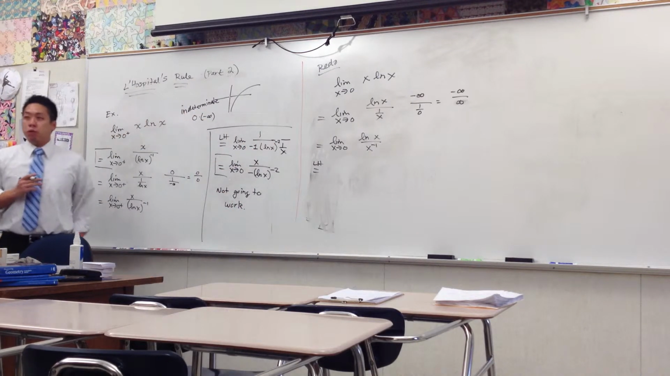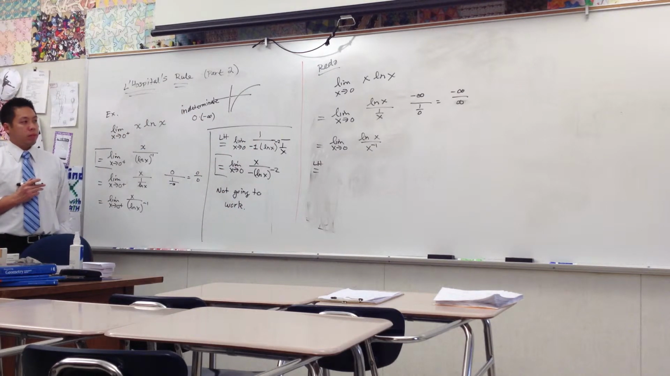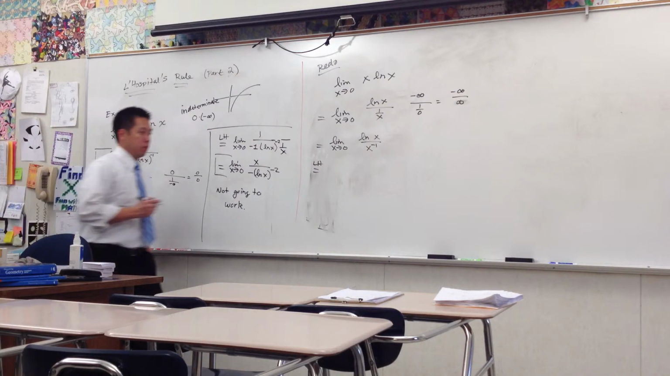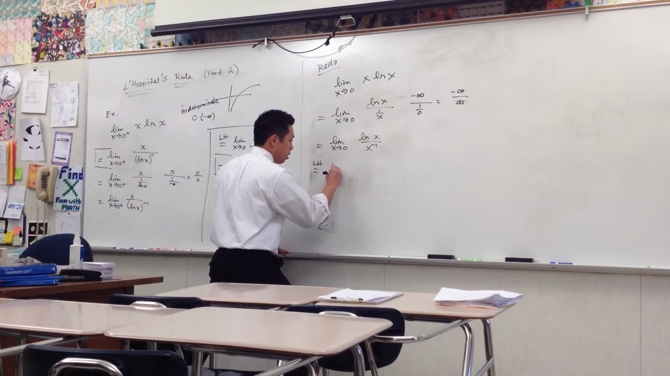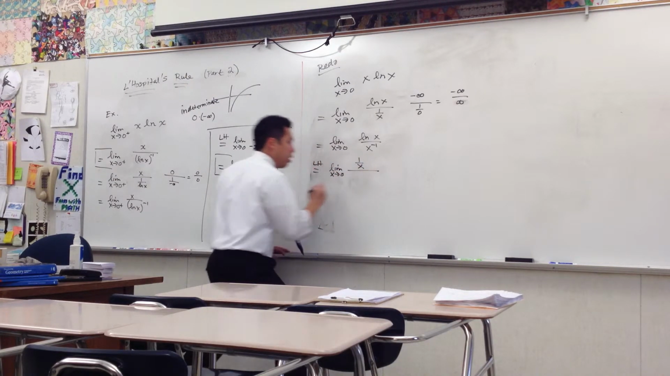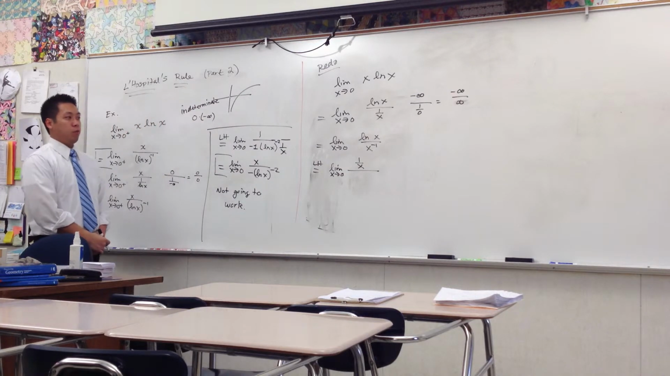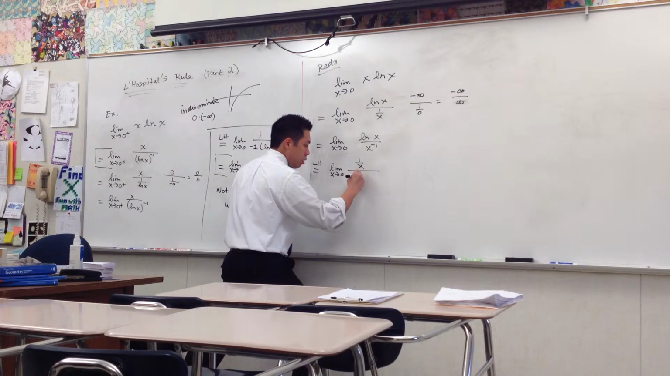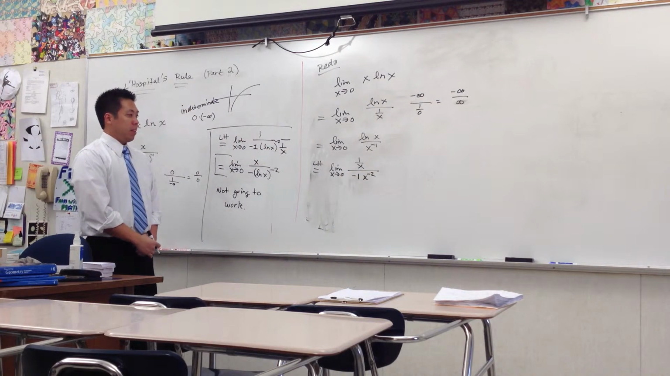So, L'Hopital's rule. What's the derivative of log x again? 1 over x. And the derivative of x to the negative 1? Negative 1 times x to the negative 2. Okay, good. And now simplify.